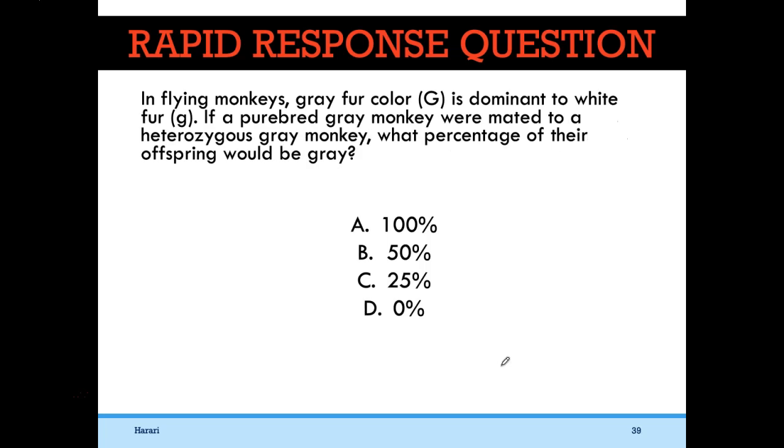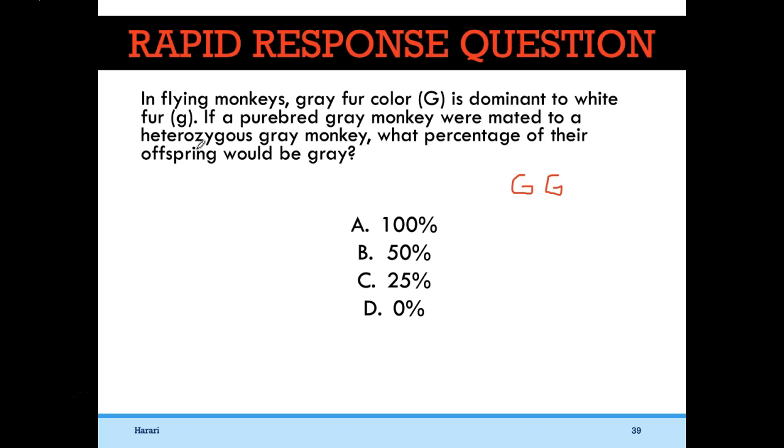If a purebred gray monkey were mated to a heterozygous gray monkey, what percentage of their offspring would be gray? So this is a Punnett square problem. Let's take that step by step. What is a purebred gray monkey? Well, we know that gray fur color is big G, and we know pure breeding means it must be two of the same. It must be homozygous. So on top, we're going to put big G, big G.